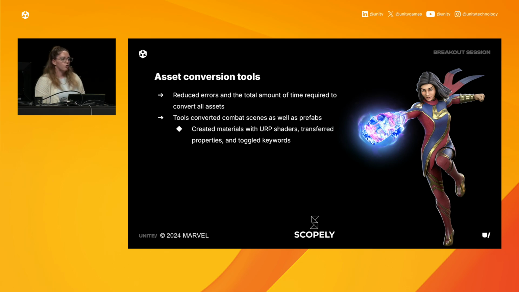While we were developing the tools, we tested them on a variety of assets to verify accuracy and then make adjustments as needed. To convert the materials, the tools created a new material with a URP shader, transferred properties, and toggled keywords. The asset conversion tools converted custom values for our lights. We used custom lights in our previous pipeline, so it converted these custom values into URP light intensity and range values. For post-processing, tools converted values for the bloom and tone mapping into volume overrides in URP.